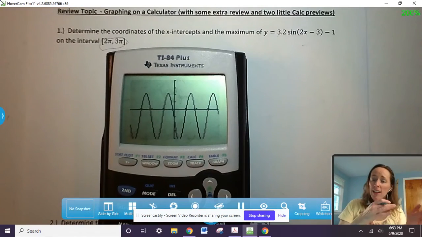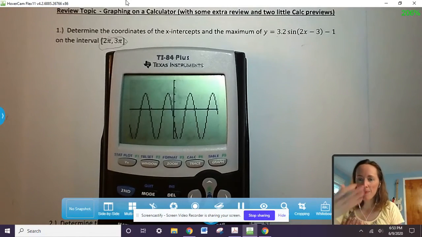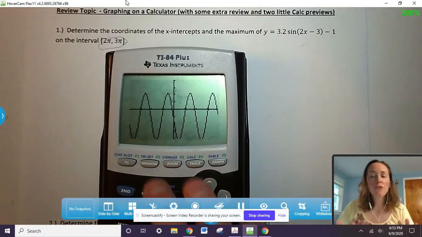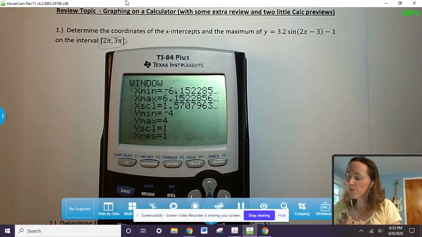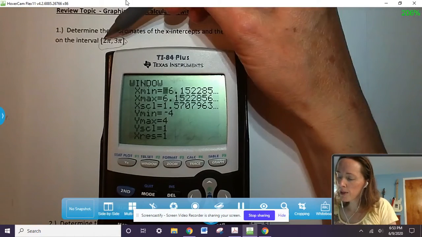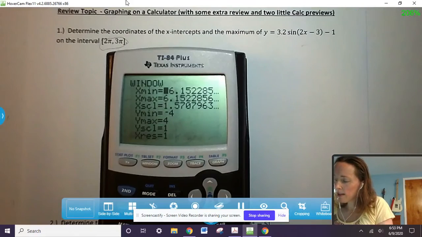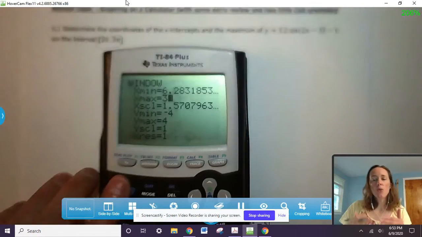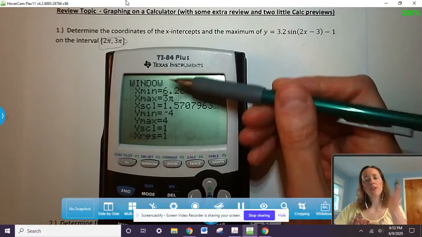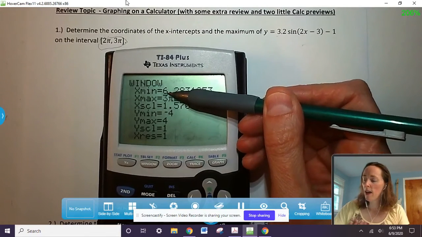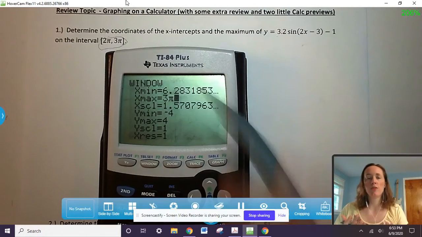So if you look on the handouts, the handout that I just showed before, changing your viewing window is something you need to be able to do. So we want to go from 2 pi to 3 pi. That's our x min and our x max. And notice when I type 2 pi, the calculator converts it to a decimal. That's okay. And when I type 3 pi, the calculator converts it to a decimal.